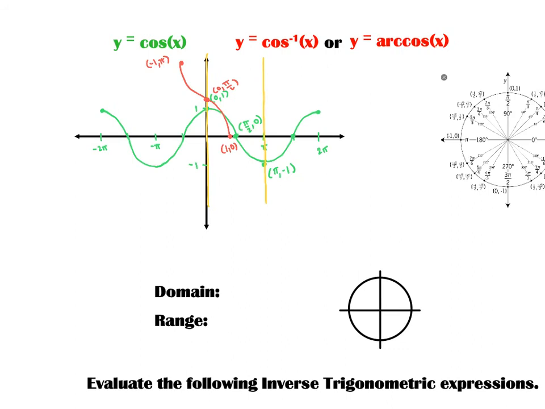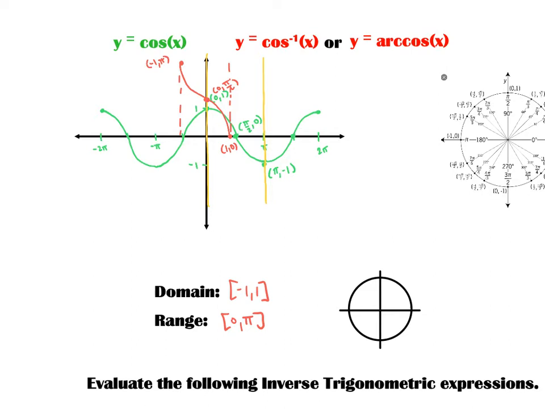Okay, so now let's talk about domain and range of inverse cosine. The domain clearly would go from negative 1 to 1, just like arc sine, right? And that's because we've got max values on cosine of 1 and min values of negative 1. Range would go from 0 up to pi. That's our largest possible output.